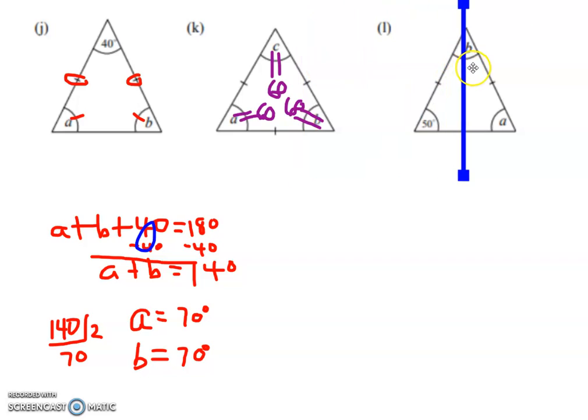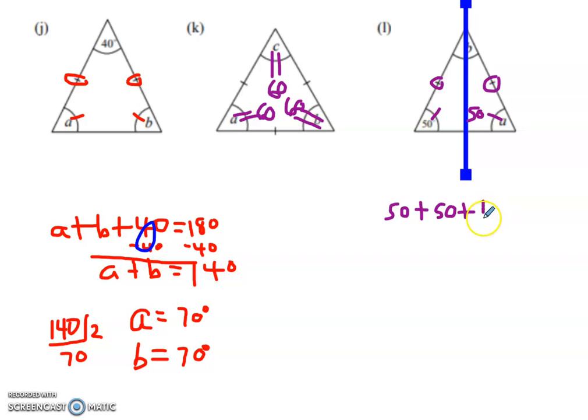For triangle L, same thing. We have an isosceles triangle, and we're looking for that way of folding the triangle in half so the equal sides fall on top of each other, which means that these 2 angles here would fall on top of each other. So you have a 50-degree angle that's given. A is 50 degrees because of the line of reflection.